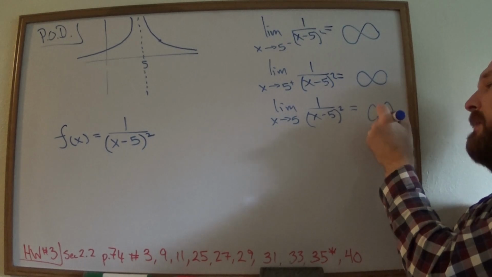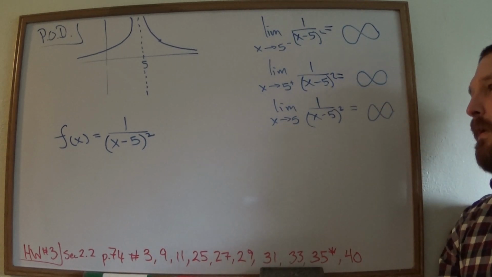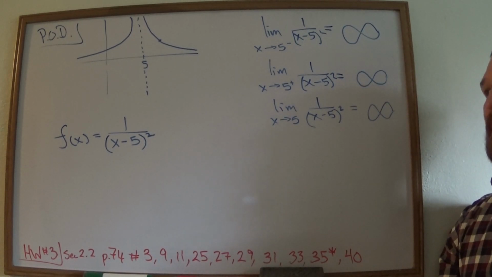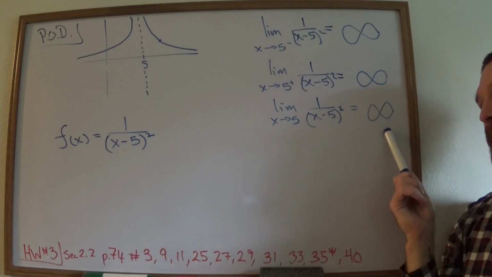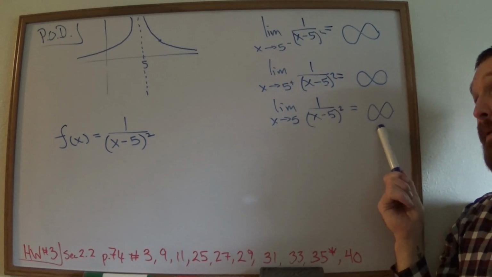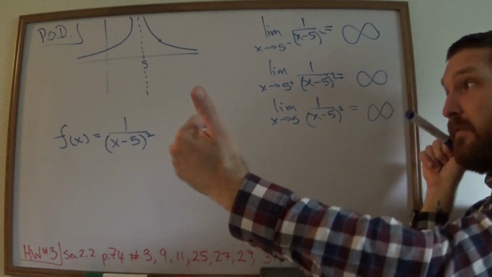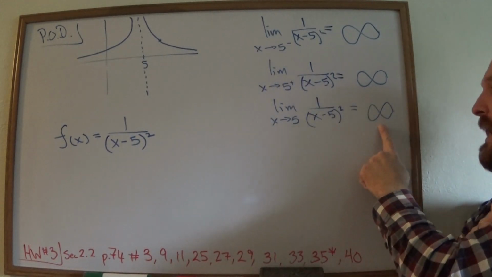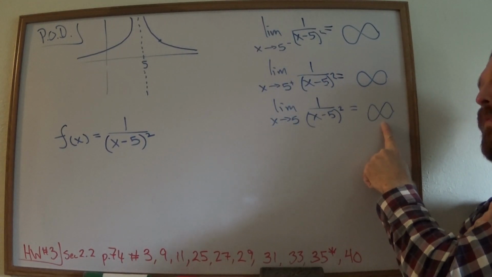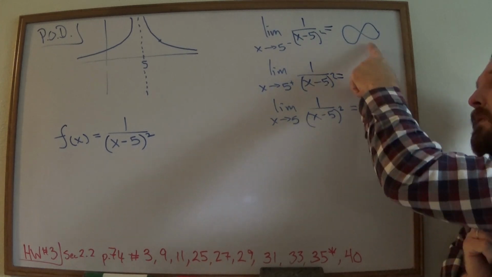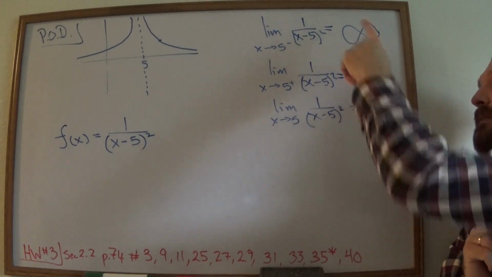But we could give you some info about it, right? Like we could tell you, in what way does it not exist? Well, it's because it's going to positive infinity, and it's going in both directions, right? From both directions, we're going there. That's why we could actually write something for this one. We couldn't do it last time because one was going to positive infinity and one was going to negative infinity, right?